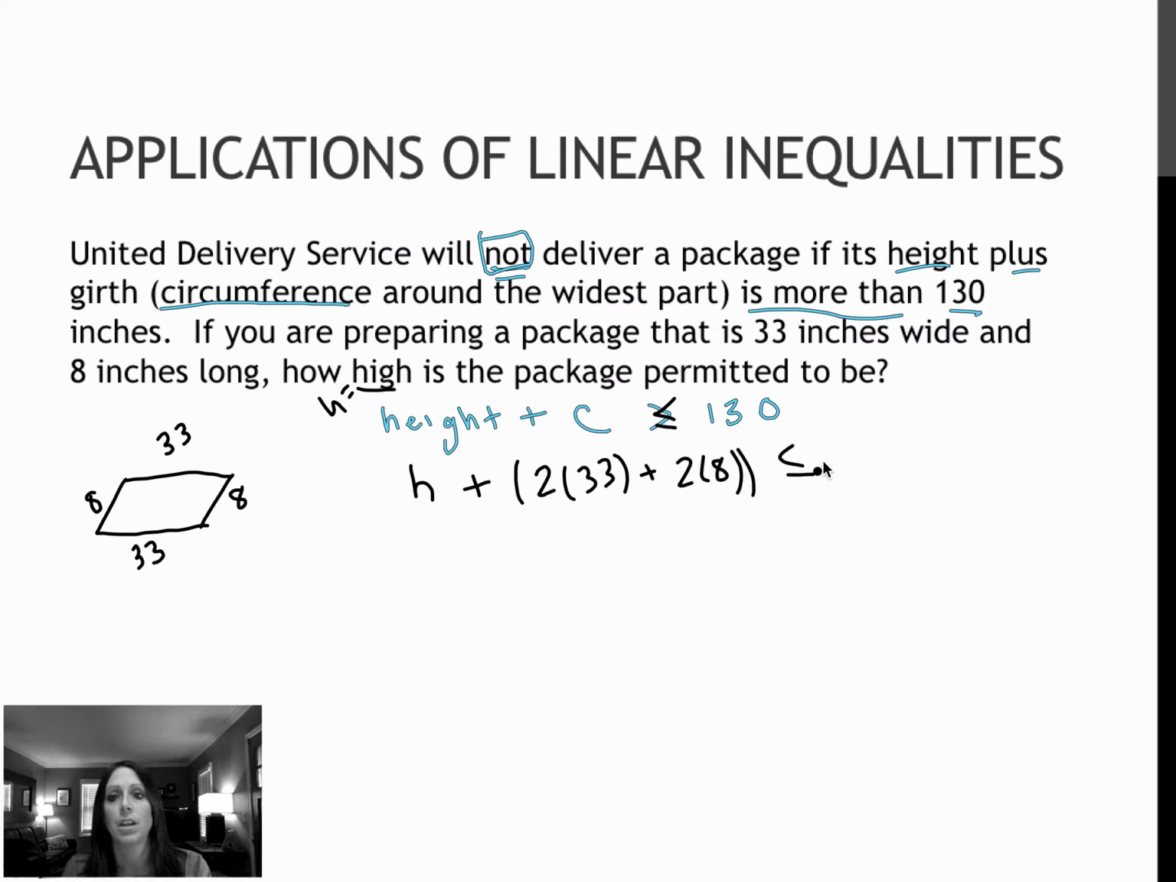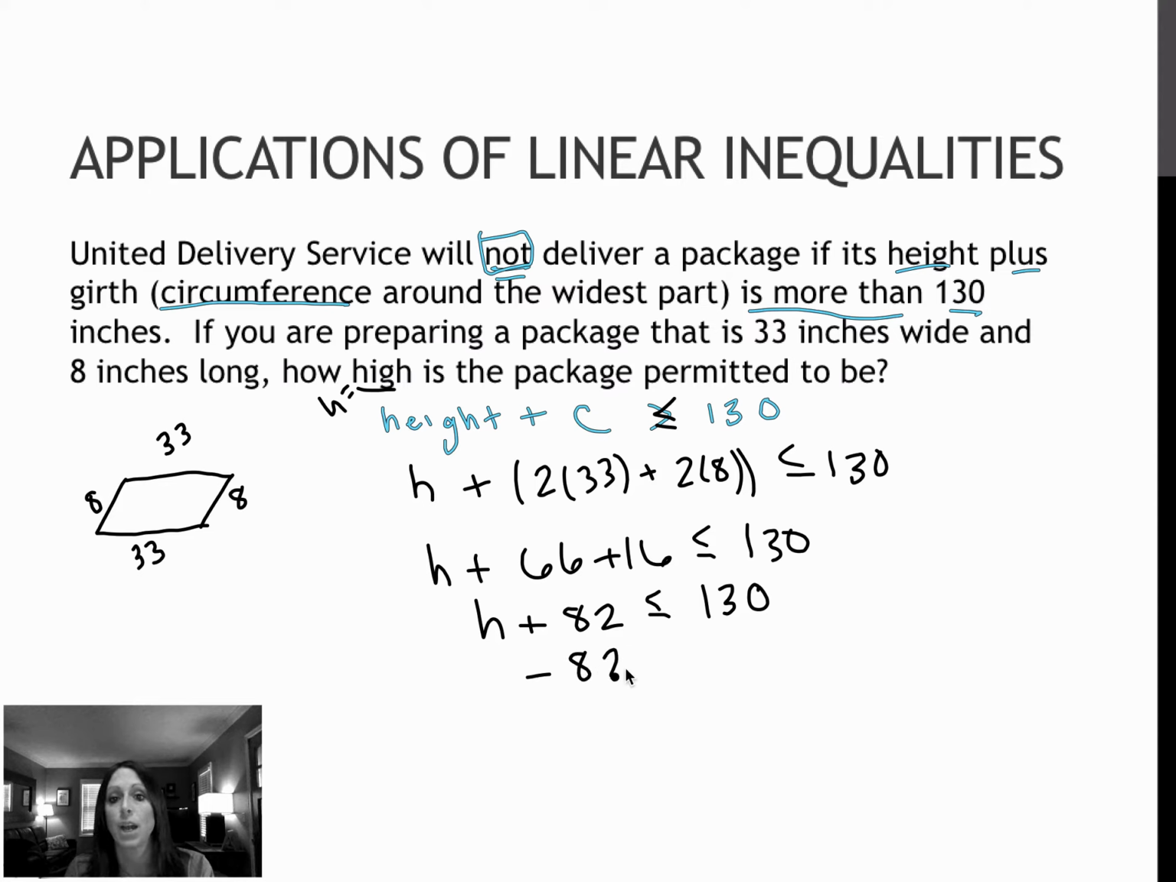Same idea. And when I end up solving this, I'm going to find all of the heights that my package can be. So height plus 66 plus 16 is less than or equal to 130. I'm going to combine these two together because they're on the same side. So height plus 82 is less than or equal to 130. I'm going to subtract that from each side. And on this side it cancels out and I get h. I keep this the same because all I've done is subtract. Over here I get 48. So then I would say the height of my package could be less than or equal to 48 inches.